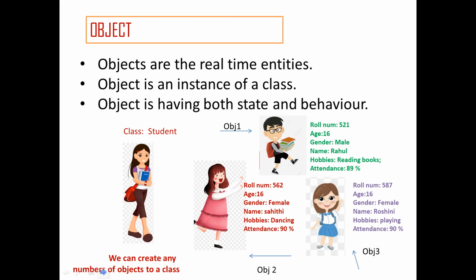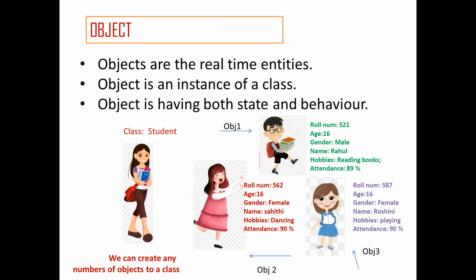In a previous slide, I showed you the class as student. If I create different kinds of objects for the class student, here you can see I created three different objects. The first object represents roll number 521 with age 16, and the gender is male. The name of the student we have taken is Rahul. The hobby of this particular student is reading books and the attendance he got is 89%.